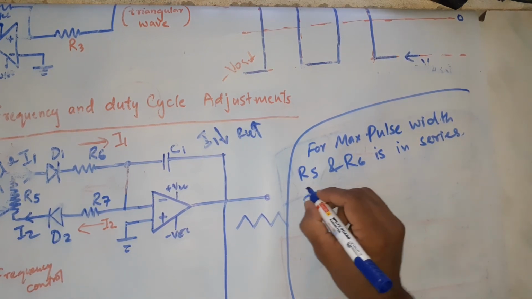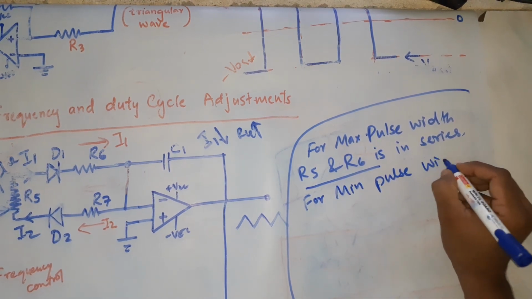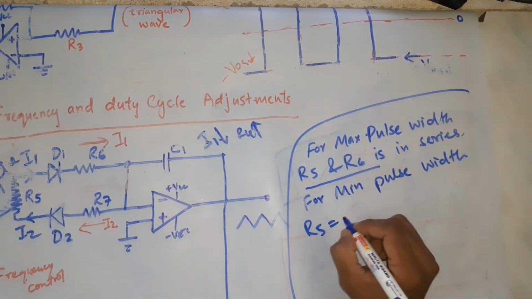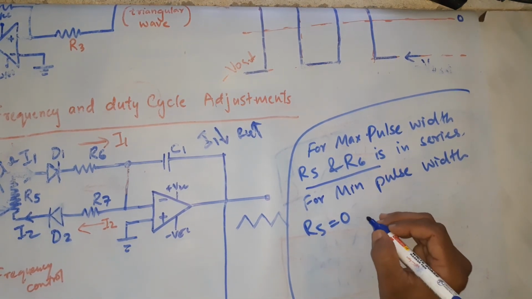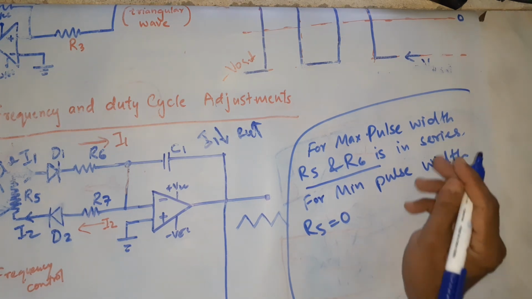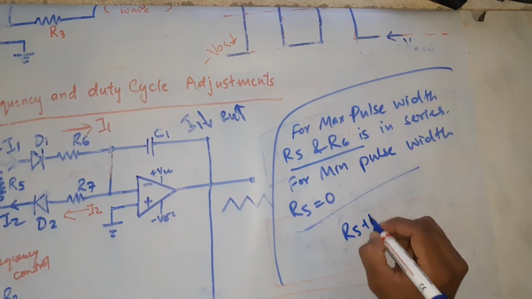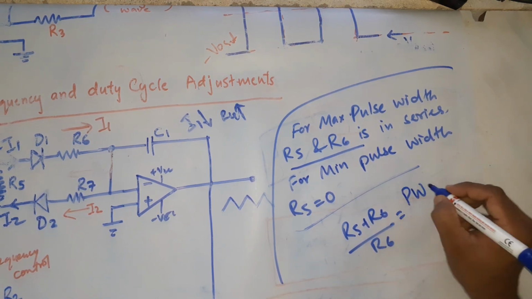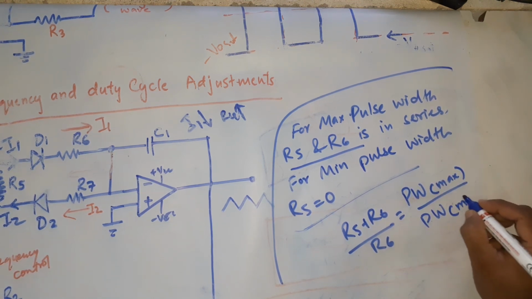And for minimum pulse width, tell me, what should be R5? R5 should be 0, isn't it? If R5 is 0, resistance will decrease, current will increase, charging will become very fast, time period will decrease, means pulse width will decrease. So we can write R5 plus R6 divided by R6 equal to, this is for pulse width maximum and this is for pulse width minimum.